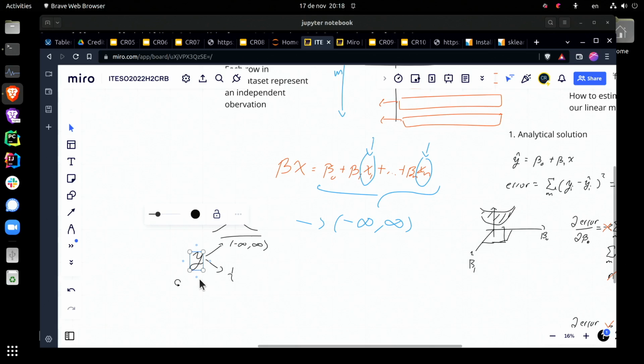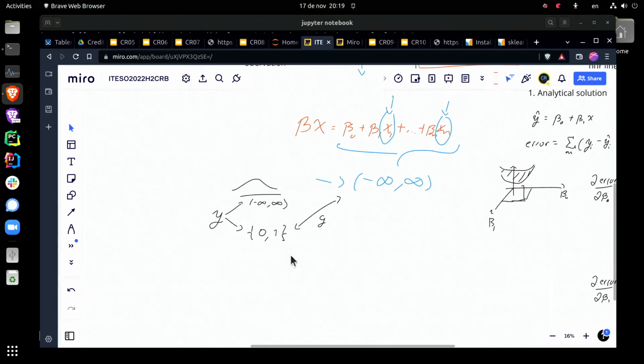For example, in the case of Bernoulli, we can only have values of 0 or 1. Therefore, we cannot go directly from the output of this linear combination to this domain. We need to apply a transformation. And that's the main idea of this link function. In essence, we use that link function to link the results of the linear combination to the results of our target variable.